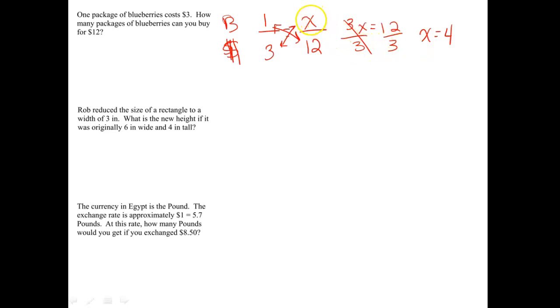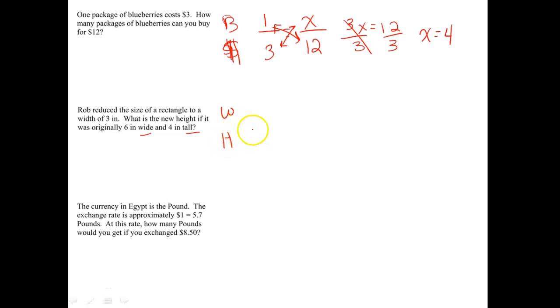So you can get 4 packages of blueberries for $12. All right, so here, Rob reduced the size of a rectangle to a width of 3 inches. What is the new height if it was originally 6 inches wide and 4 inches tall? So we're comparing wide and tall. So you put that wide to tall, or width to height, whatever you want to do, just as long as you know how to separate the two.